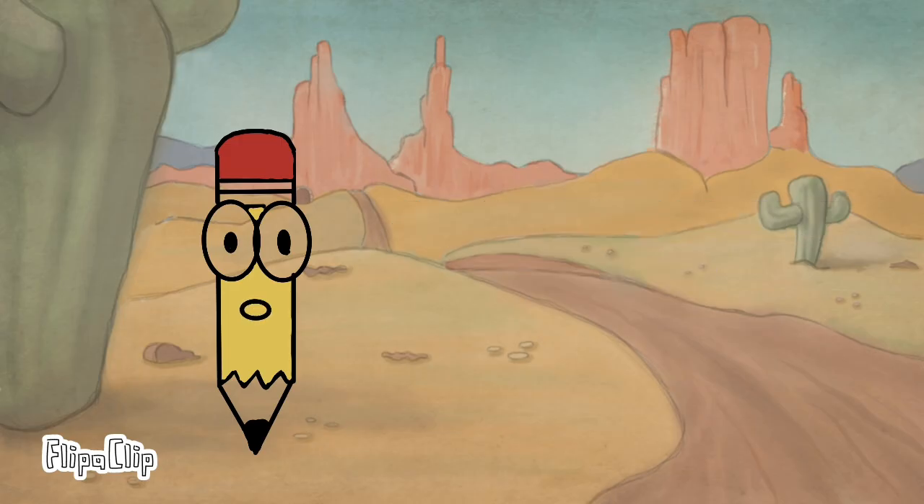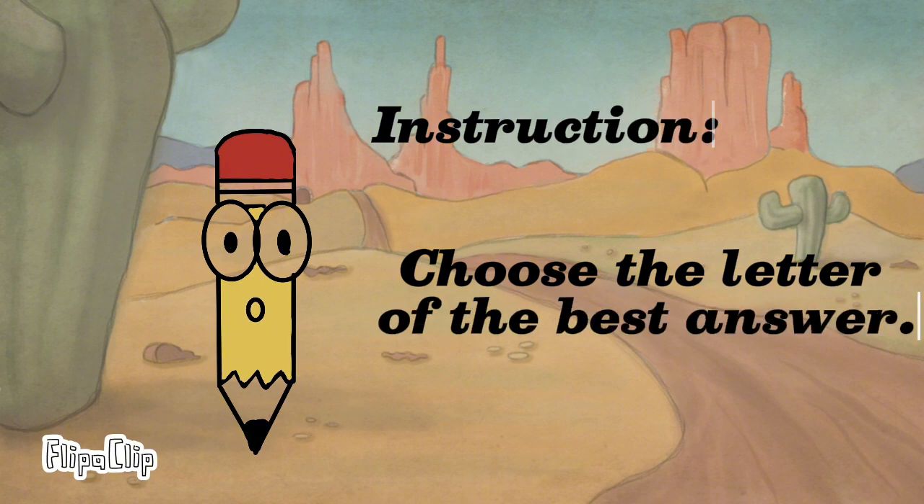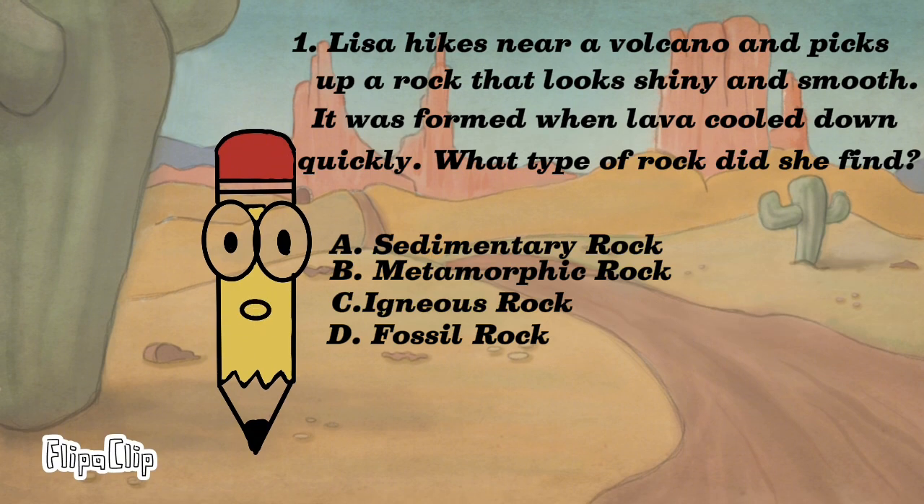Assessment time. Instruction. Choose the letter of the best answer. 1. Lisa hikes near a volcano and picks up a rock that looks shiny and smooth. It was formed when lava cooled down quickly. What type of rock did she find? A. Sedimentary rock. B. Metamorphic rock. C. Igneous rock. D. Fossil rock.